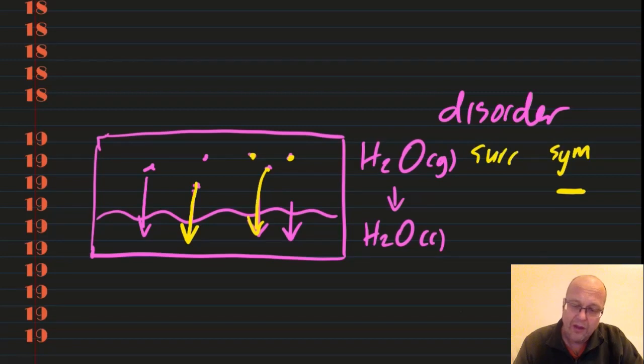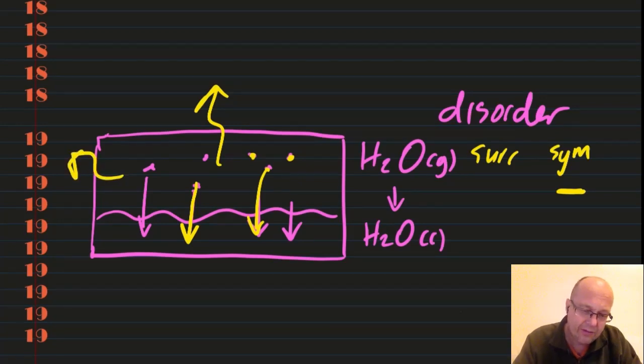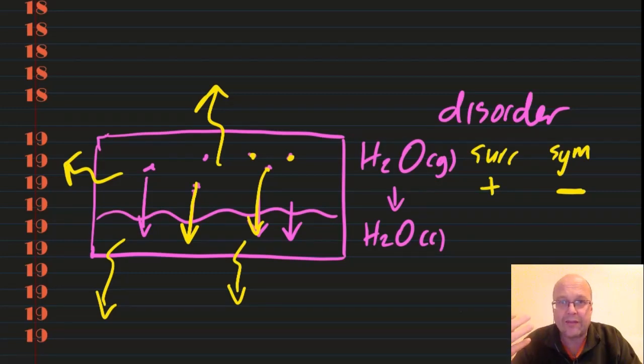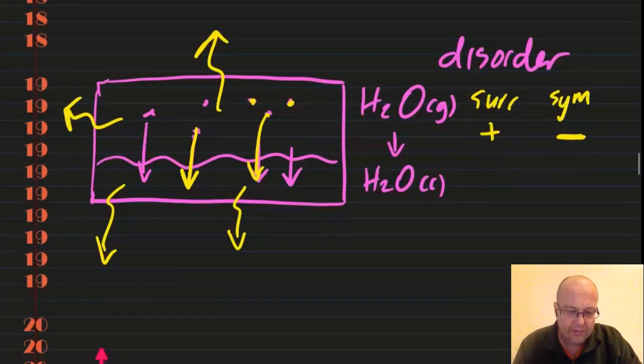Now for the surroundings, well, if I'm turning gaseous water into liquid water, I'm making bonds, which is an exothermic process. It's going to heat up. There's going to be energy released, and that energy is going to bleed out of the system into the surroundings. So if you heat up the surroundings, you're going to increase its entropy. If you heat anything up, it's going to move towards being a gas. I mean, it might not turn into a gas, but it's become more gas-like along the spectrum of solid to liquid to gas. And so don't forget, gases had the highest disorder. Okay, 20.